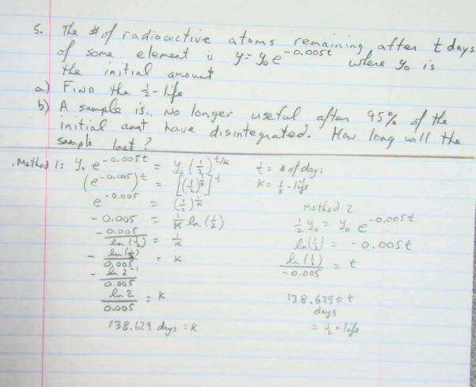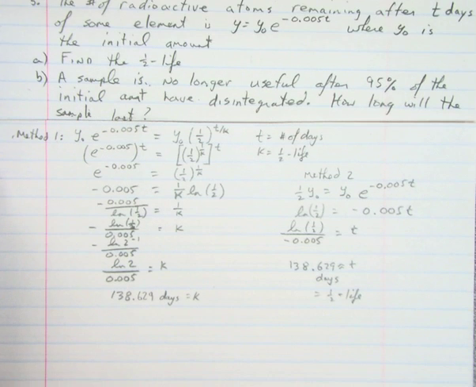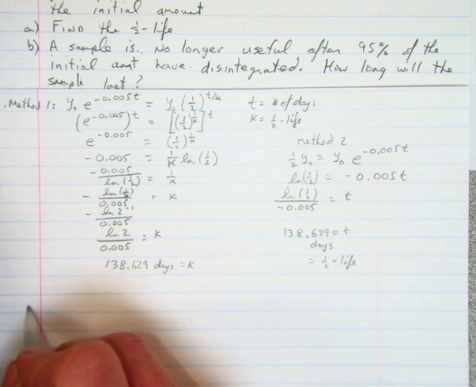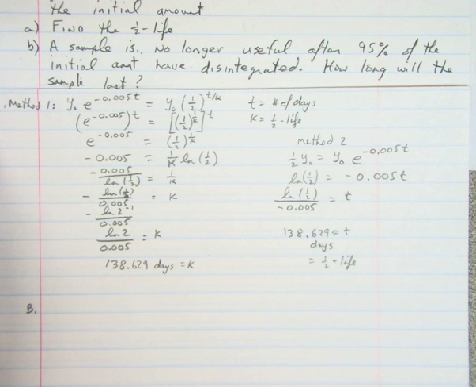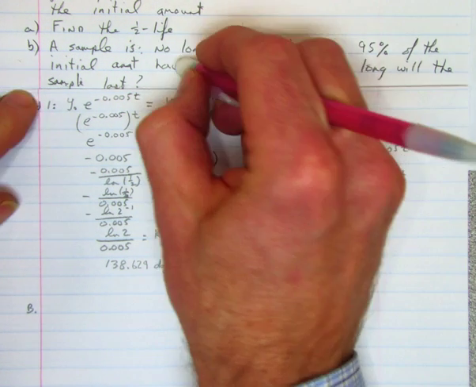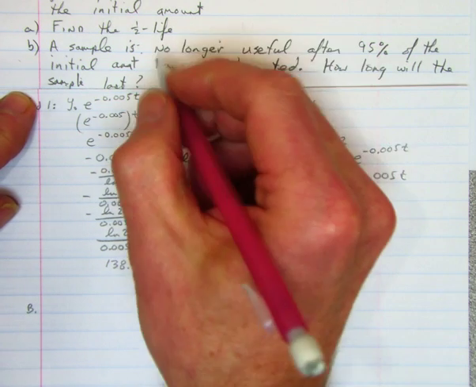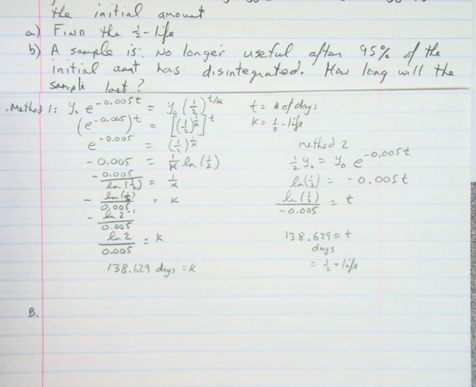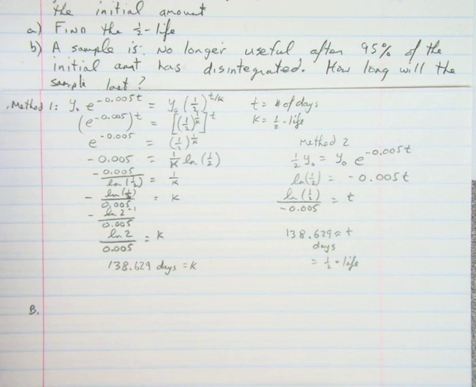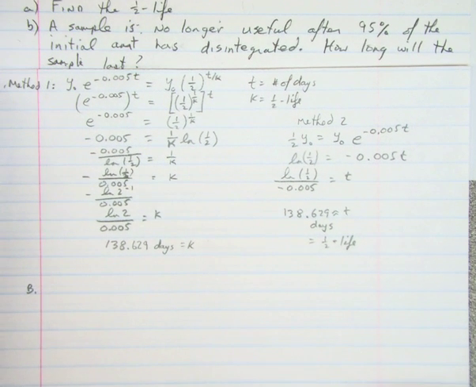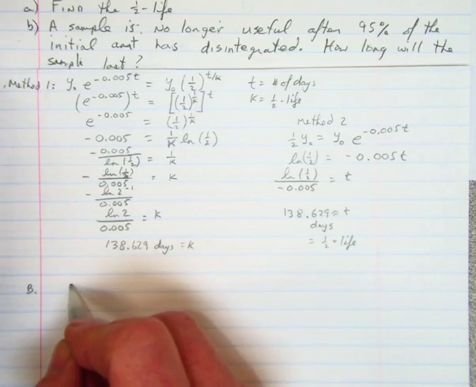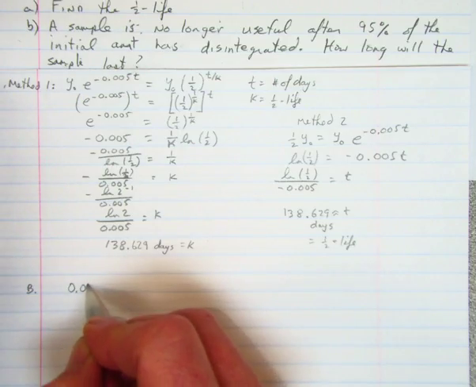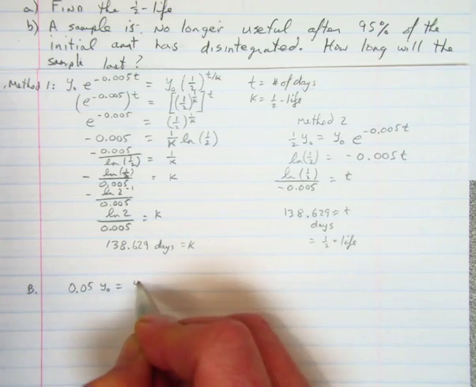Now let's take a look at part B. A sample is no longer useful after 95% of the initial amount has disintegrated. How long will the sample last? Well, what do we want to find? If 95% has disintegrated, how much do we have left? 5%. So we want to see how long it will take us to get 5% of our initial amount.